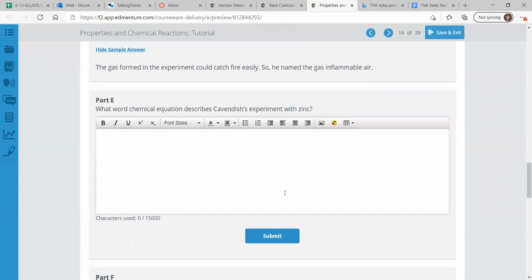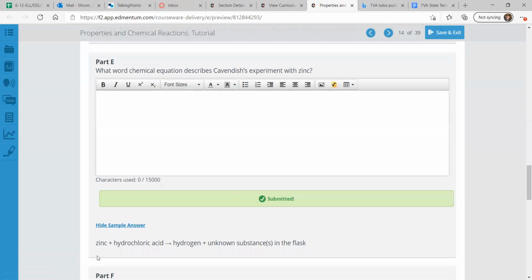What word chemical equation describes Cavendish's experiment with zinc? So this is an easy way to put it. Zinc plus hydrochloric acid reacts and turns into hydrogen and unknown substances in the flask. So as a scientist, you don't know what those unknown substances are at this moment in time.